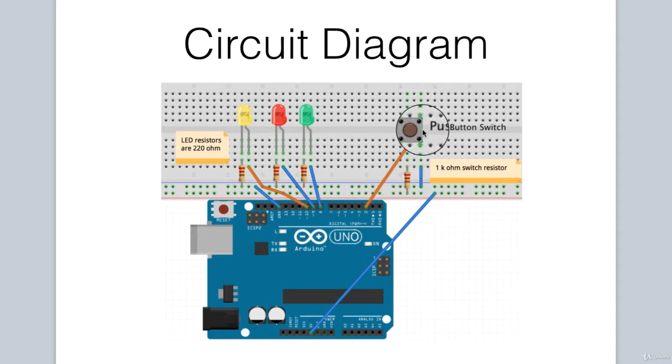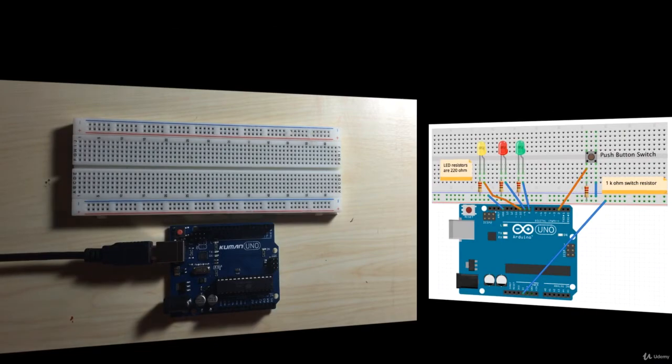For our push button switch, one end of the switch goes to pin 2 on the Arduino. There's also a 1 kilo ohm resistor, that's a pull-up resistor connected to the 5-volt rail. And then the other end of the switch goes to ground. The final connection is from the 5-volt pin on the Arduino to the 5-volt rail. That completes our circuit diagram. Let's go ahead and connect our circuit.